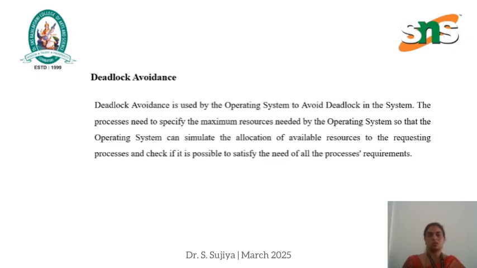So what is the difference between deadlock prevention and deadlock avoidance? Deadlock prevention is to take measures to prevent deadlock. Here, in deadlock avoidance, we have to take initial steps to avoid the deadlock that is going to occur. Anyhow it is going to occur, but we have to take initial measures to avoid such a deadlock.